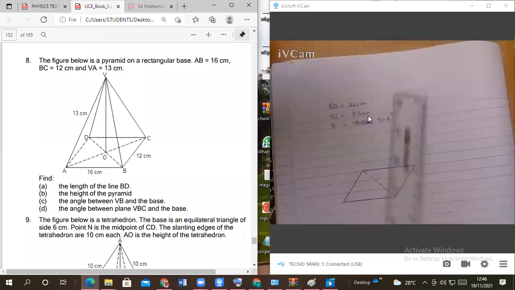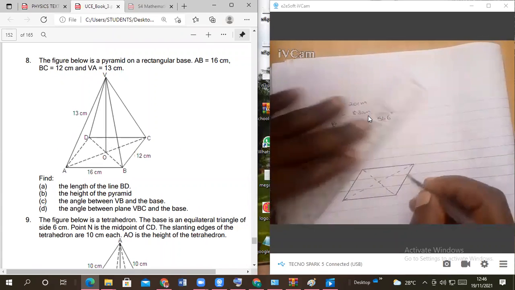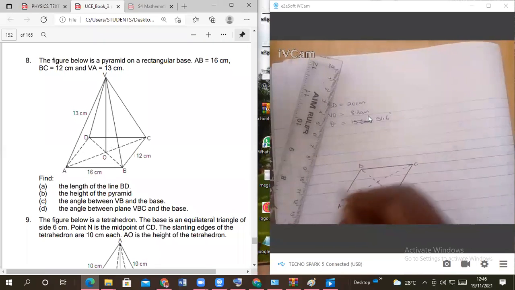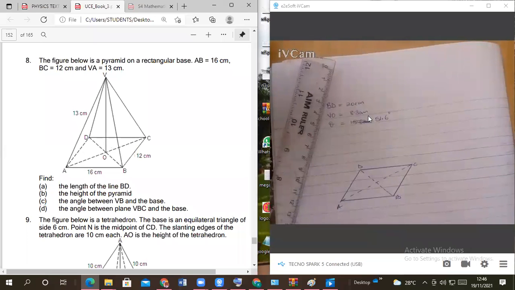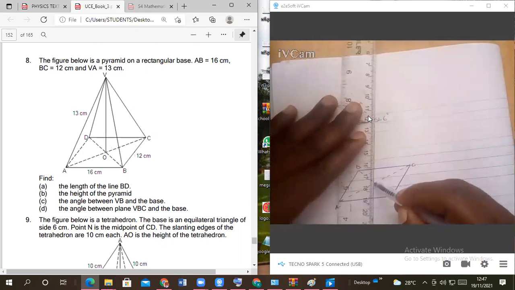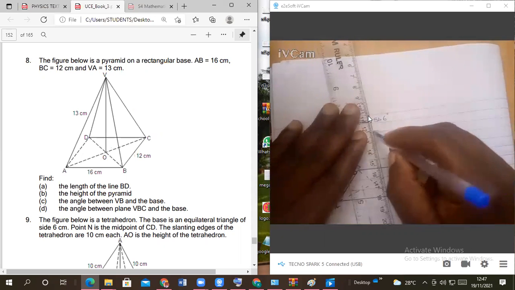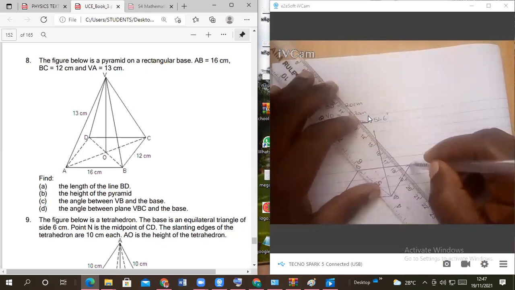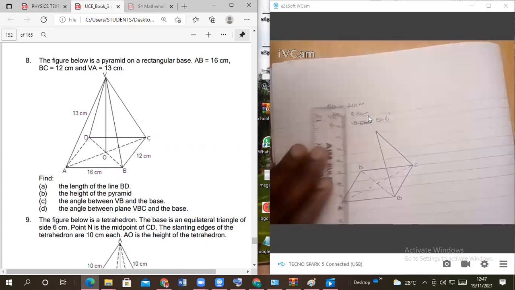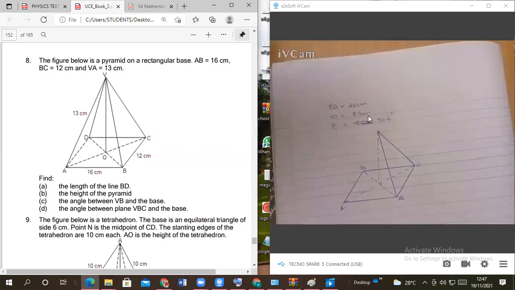So I first drew my base with its diagonals there. And they want me to get the angle between the base, which is ABCD, and the plane VBC. So V is up there, B, C. I'll put V here, then B, and then C. Do you remember the question that we did the last time? And this is the height. Let me put it in dotted lines so that my plane does not fall. That is the height.